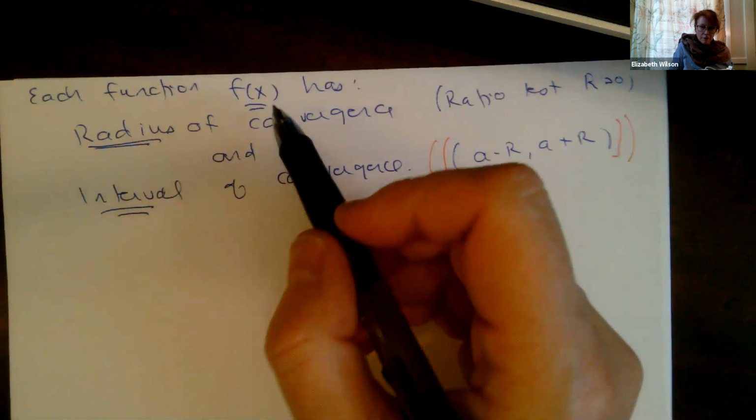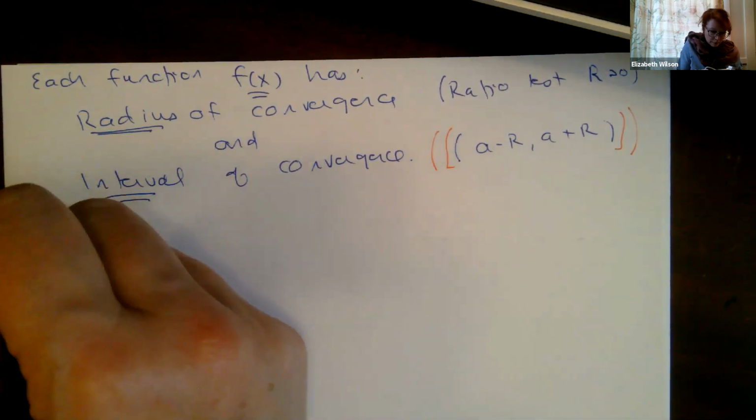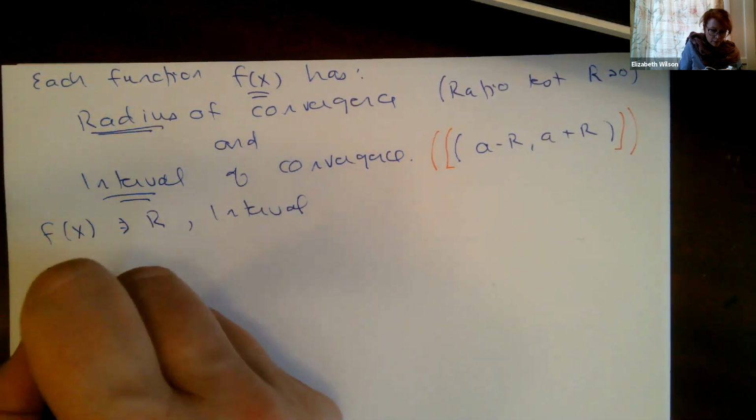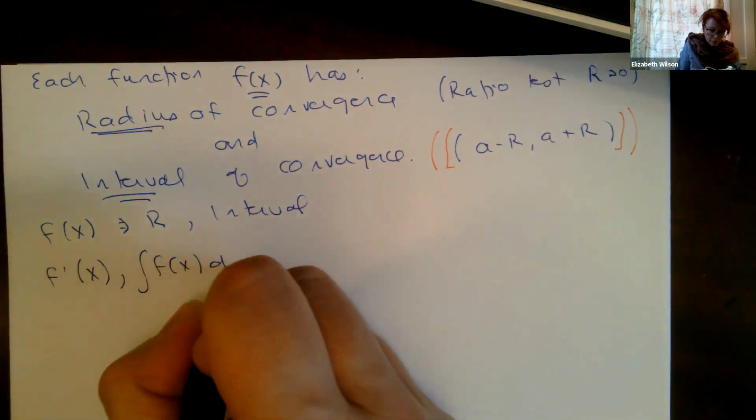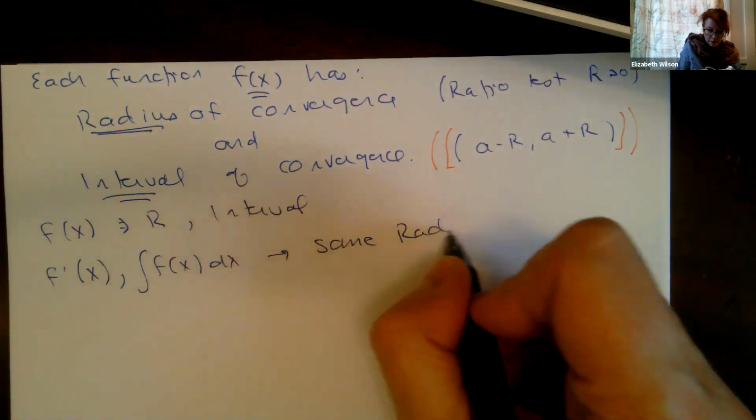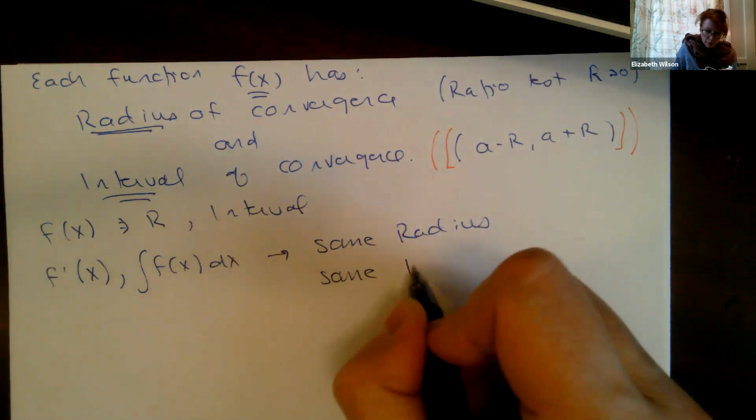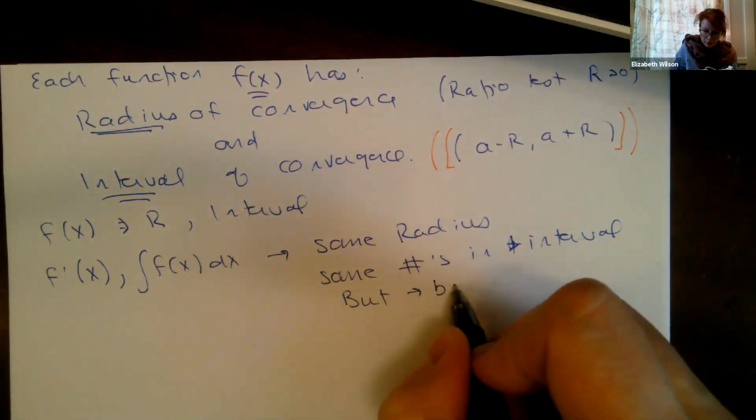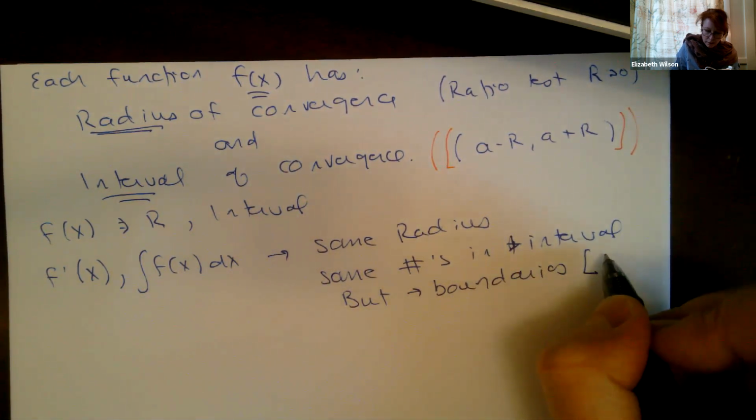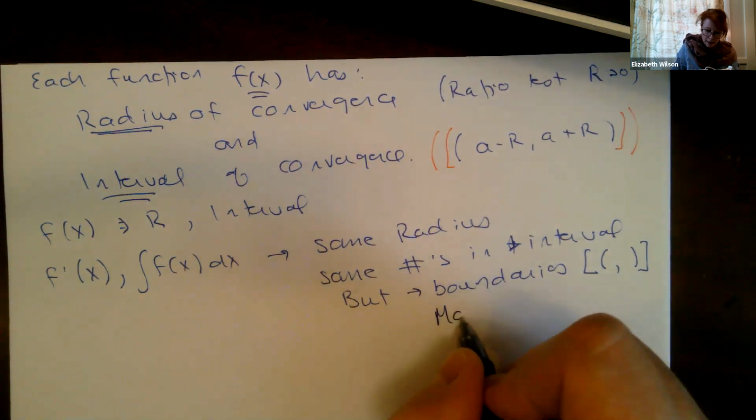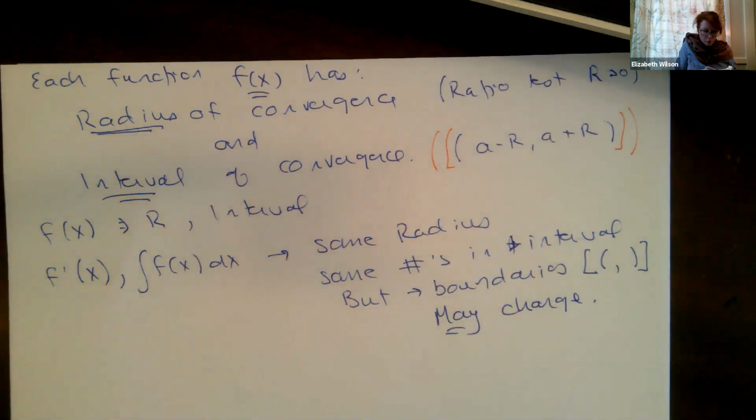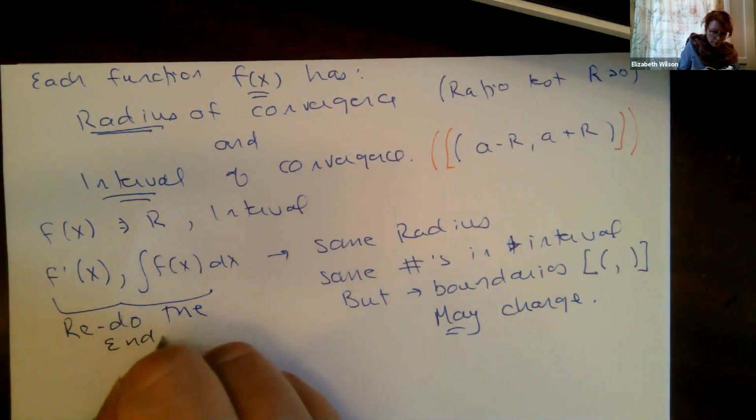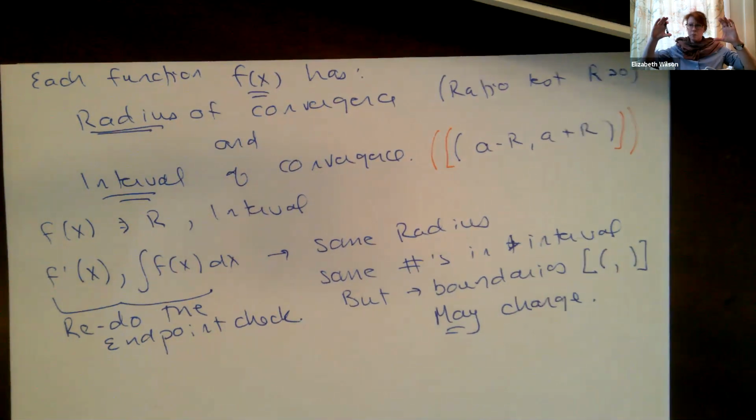Okay, so now every function has a radius and an interval of convergence. So let's say f of x has an r and it has an interval. When I take my derivative or my integral, I have the same radius, and you have the same numbers in the interval, but with the interval, the boundaries, whether it's included or not, may change. Which means for both of these, I'll have to redo the endpoint check to see is it a closed bracket or an open bracket.